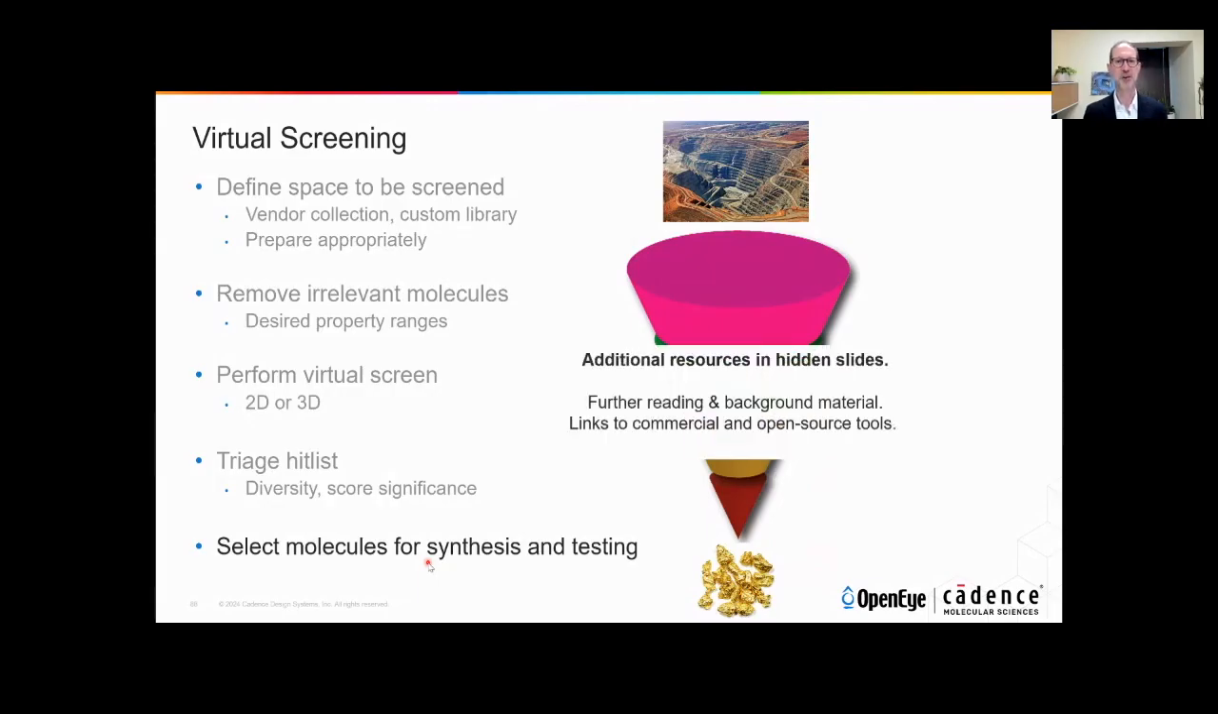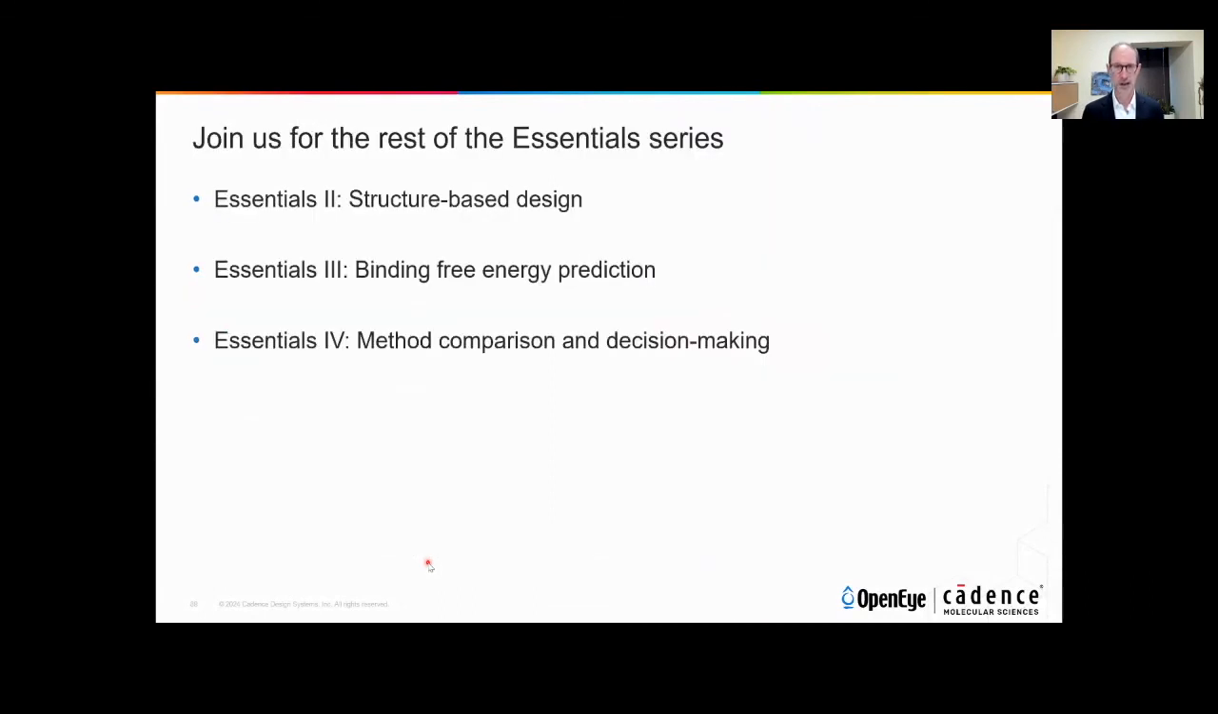To remind you, there are lots of things I haven't had time to talk about today. There's lots of material in the supplementary information, so when that's available, please go download the PDF and dig into some areas of interest. If you'd like to follow along with the rest of the journey, we have planned 3 more parts: the next on structure-based design, the 3rd on binding free energy prediction, and the 4th on decision-making in computational chemistry.